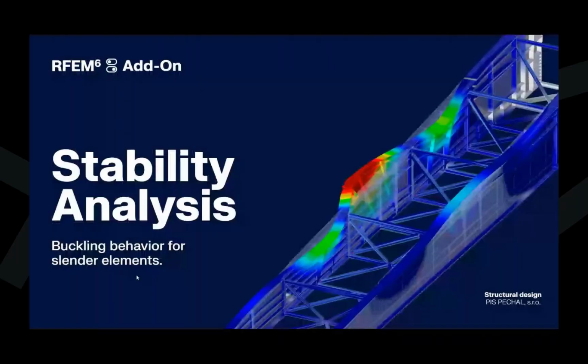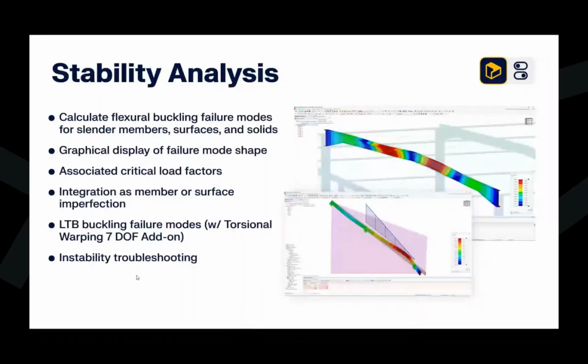And our final add-on within RFEM 6 is my favorite, the stability analysis. So this will actually carry out the buckling behavior of slender elements. If we have very slender members in our models or very thin-walled surfaces or even solids, we can take each one of the load cases or the load combinations and additionally carry out this stability analysis to determine the flexural buckling failure modes. And we get a graphical display of the failure mode shape directly within RFEM, again, for each one of these load cases or load combinations.